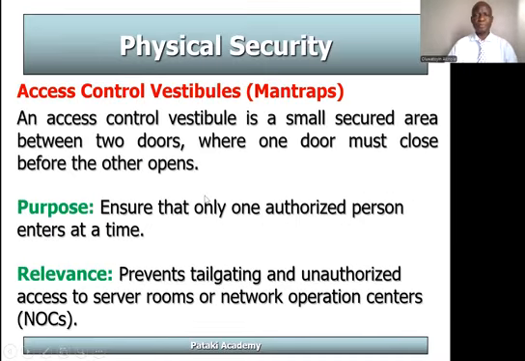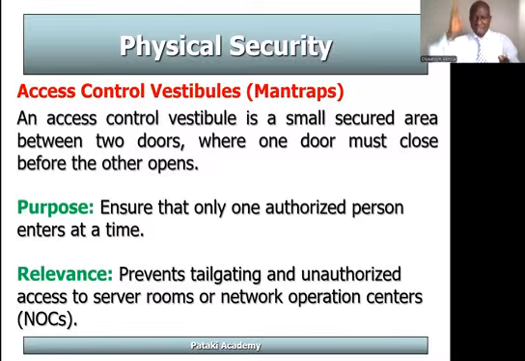Access control vestibule. An access control vestibule is a small secure area between two doors where one door must close before the other can be opened. The purpose of this is to ensure that only one authorized person enters at a time, just like in our banks. Relevance: it prevents tailgating and unauthorized access to the server room or network operation center.